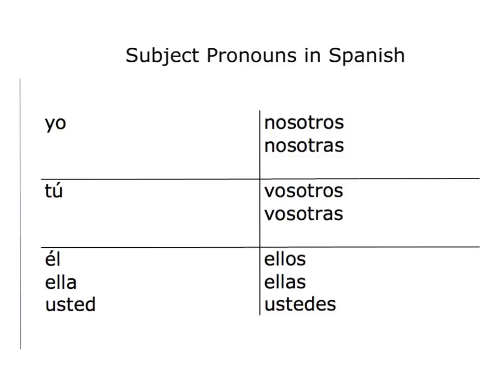That kind of makes sense too, because yo, I, there's just one of me. But we, that's me plus somebody else, or maybe more than one person, that's plural. So in the class, you'll hear things like first person singular, that's this one. Second person singular, third person singular, first person plural, second person plural, third person plural.